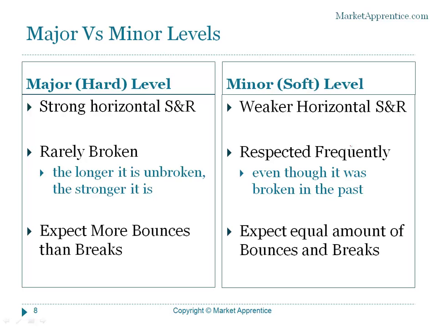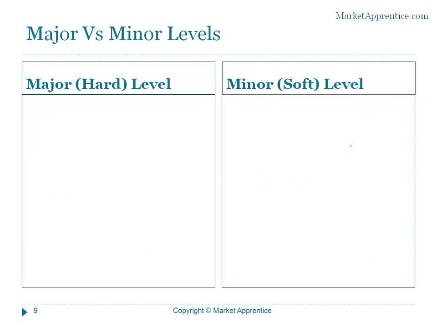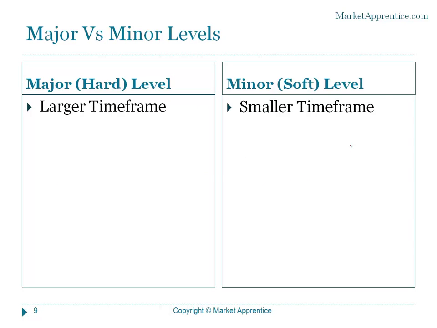In a major level, you expect more bounces than breaks, whereas on a minor level, you probably expect an equal amount of bounces and breaks. Just bear with me as I'll go through what I mean by breaks and bounces in a bit. Next, you usually find major levels on a larger time frame. So the larger the time frame, the stronger the level is. Whereas on a soft level, the smaller the time frame, the softer the level it is.